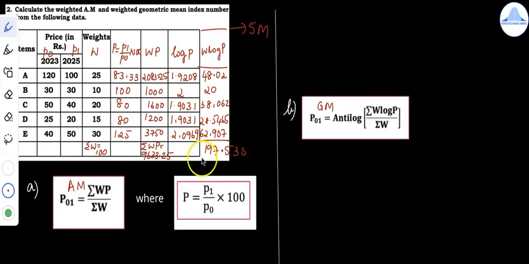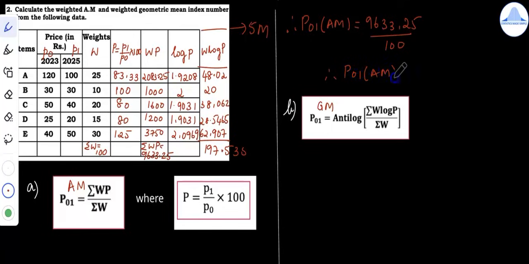So now let us substitute these totals in the weighted arithmetic mean index number formula. So P01 of AM is equal to 9633.25 divided by 100, or you will get P01 of AM is equal to 96.33.